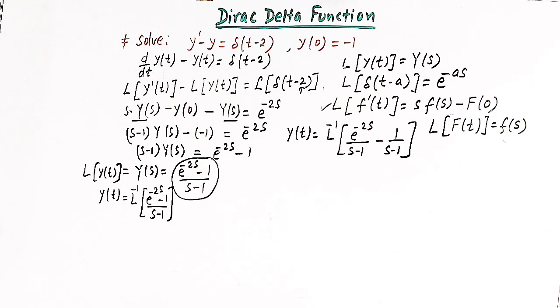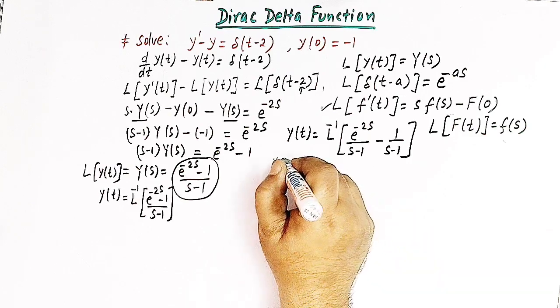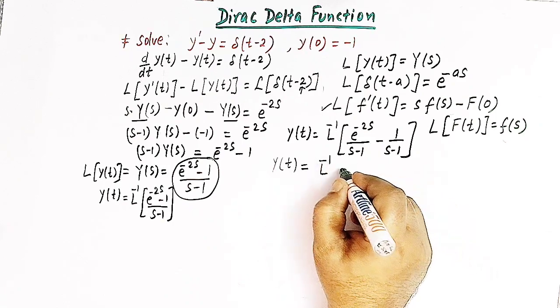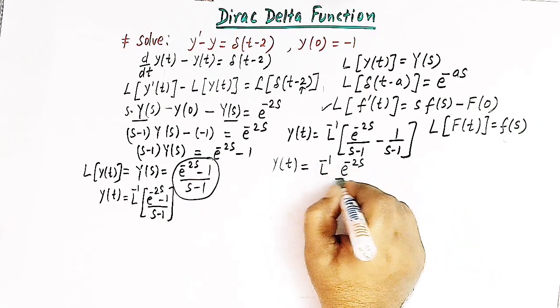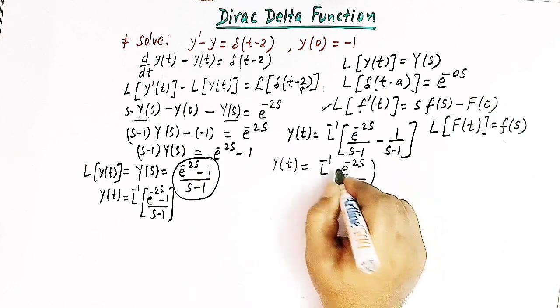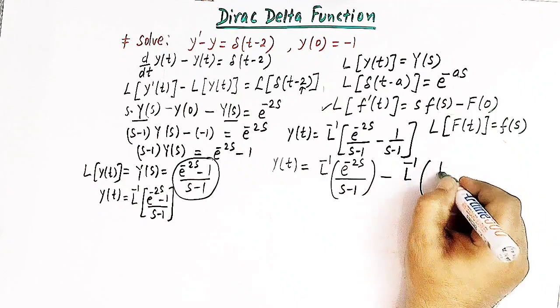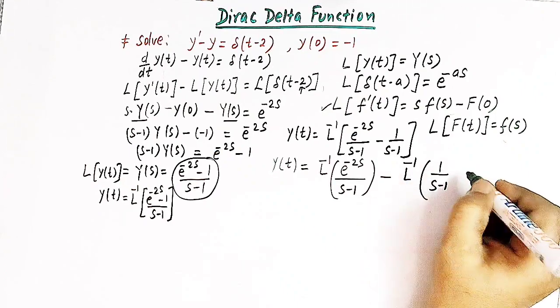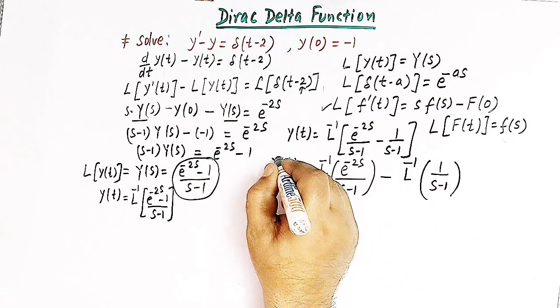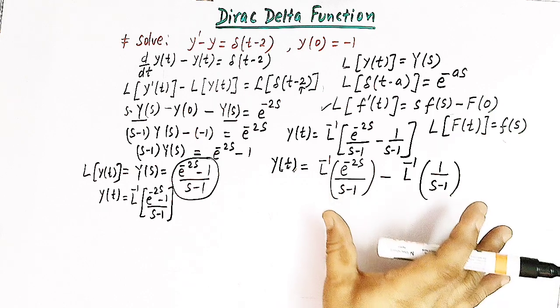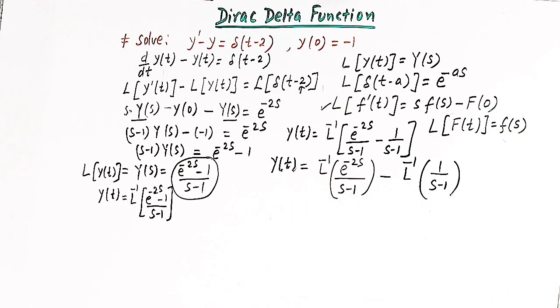And now we know that the inverse Laplace transform follows the linearity property. So we can now write y of t is equal to the inverse Laplace transform of e raised to minus 2s over s minus 1, and then we have L inverse, the Laplace transform of 1 over s minus 1, right? So now our function y of t can be given by this expression.